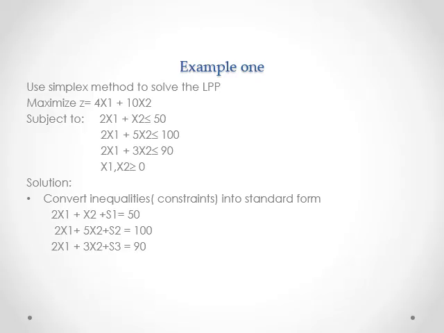Notice that the slack variable for constraint number 1 is s1. The slack variable for constraint number 2 is s2. The slack variable for constraint number 3 is s3. So s1 represents first constraint, s2 represents second constraint, s3 is for the third constraint.